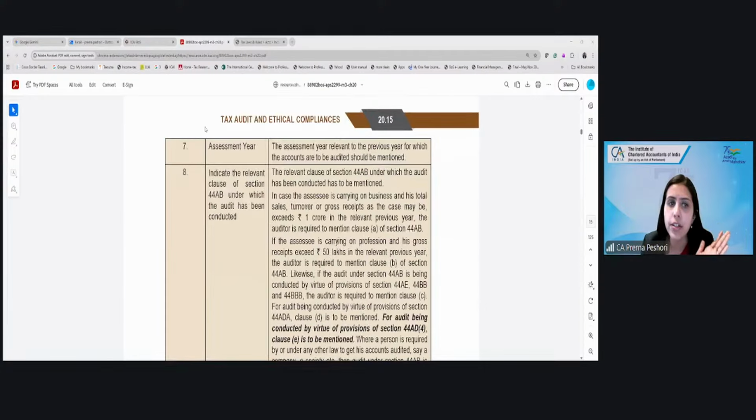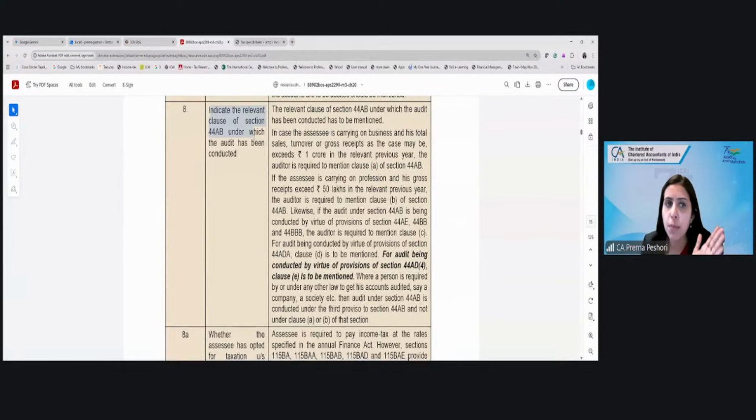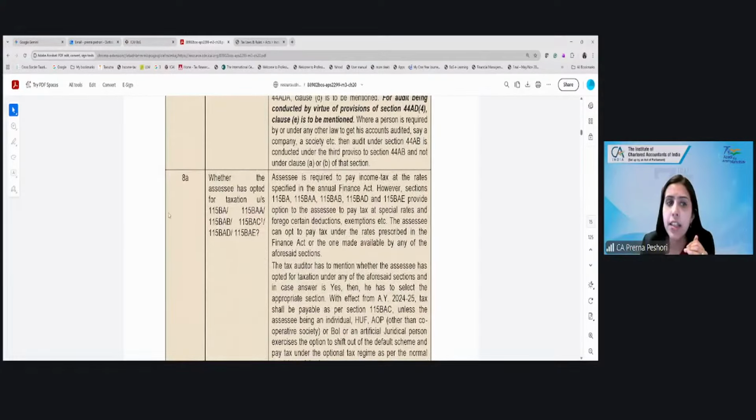Then previous year, assessment year, then indicate the relevant clause of 44AB under which the audit has been conducted. Right? So basically, whether you are conducting the audit because your turnover of business is more than 1 crore, 10 crore, or turnover of profession is more than 50 lakh, or is it because you're not offering as per the presumptive section of 44AD, 44ADA, or 44AE, right? Then whether the assessee has opted for the taxation under 115BAA concessional tax regimes. How will you get that information? Yes. How do you get this information?